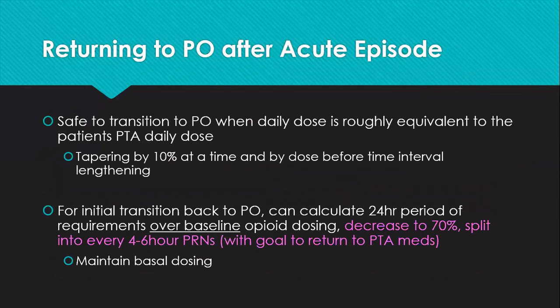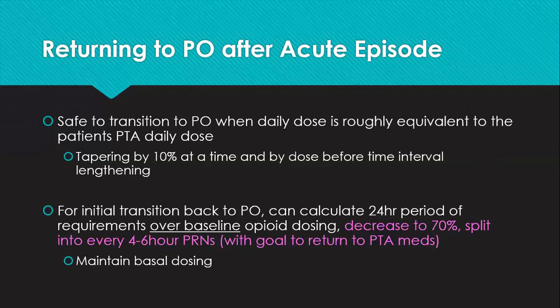Okay, so returning to PO, these two bullet points follow the same philosophy. Basically, you're looking for the use above a basal dose to be about what these patients are on at home. And that's when you know you can transition them back to PO. And as far as tapering in this situation, it seems like if you decrease by 10% at a time, and you're decreasing the dose amount before you lengthen the time intervals, that seems to be the best way to actually taper them.